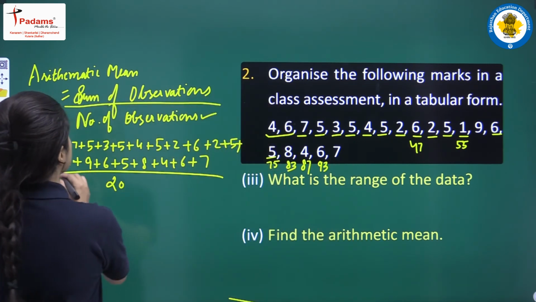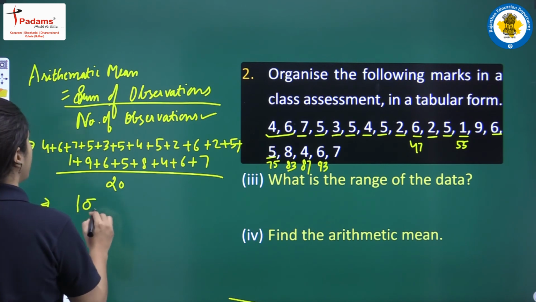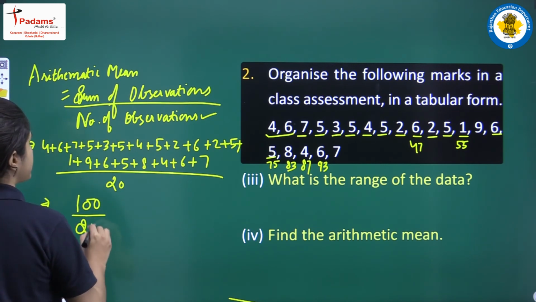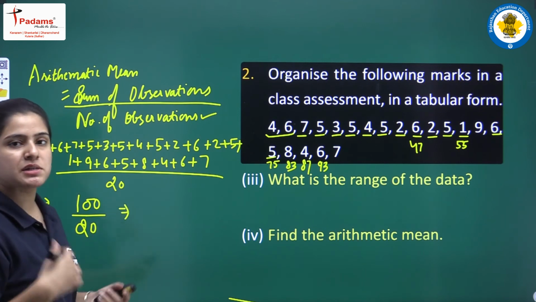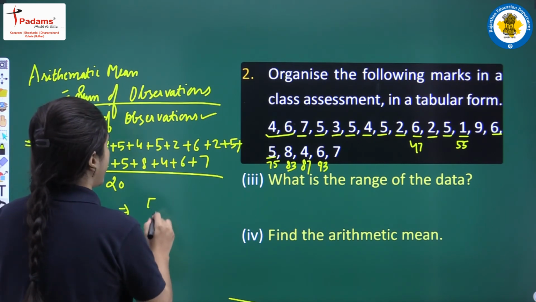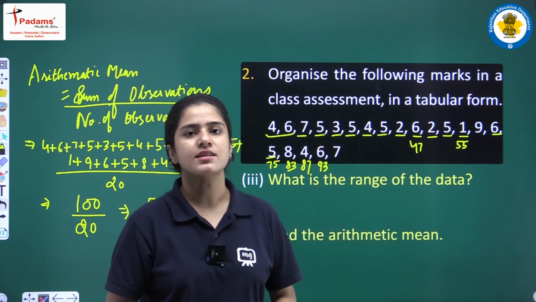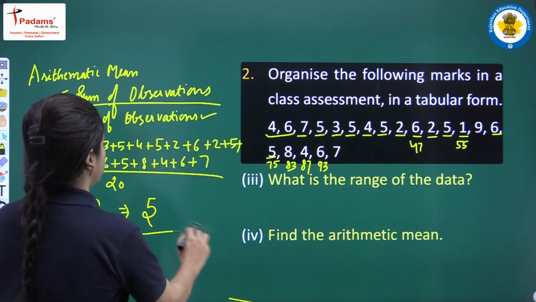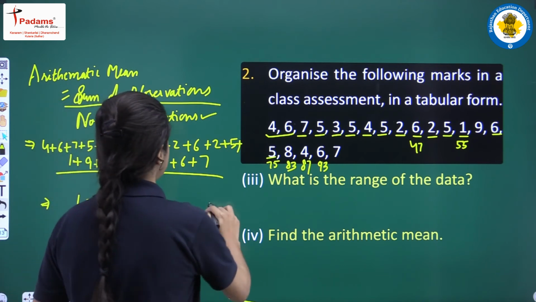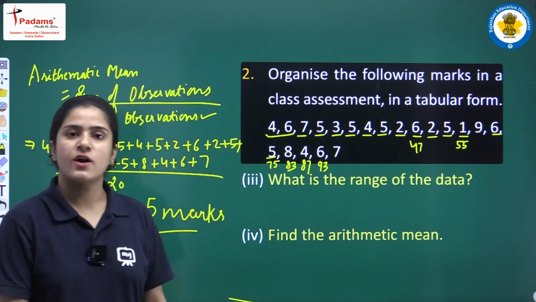Okay students, so the sum of observation is 100. 100 divided by 20 is equals to 5, because 20 into 5 is equals to 100. So 5 is the arithmetic mean of the following marks. Okay students, so 5 is the arithmetic mean, 5 marks. This was your second question.